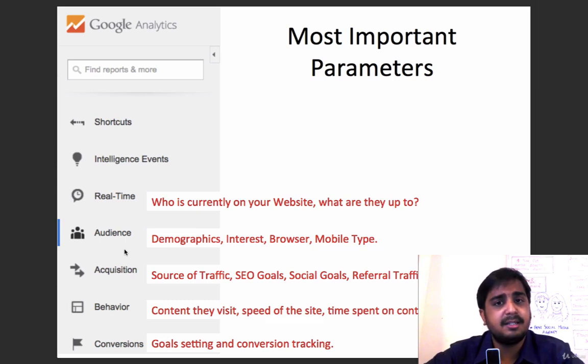Now, the second parameter that you can understand on Google Analytics is the audience parameter, where you can actually discover the demographics of the audience, the interests of the audience, the browsers that they use, the mobile phones that they use. So you get a fair understanding of who your audience is and what their behaviors are on your website. Acquisition is about where your visitors are coming from, which are the different sources, right from Google, direct, social networking sites, or any different forums that you have been using. So you basically understand how you acquire visitors and where these visitors are coming from on your website or your blog.